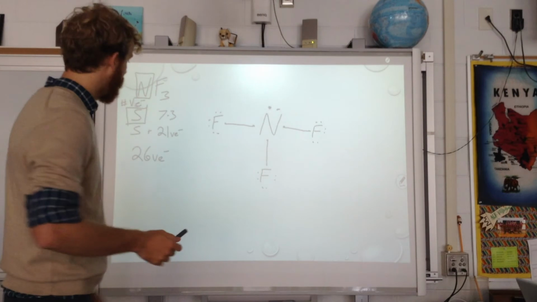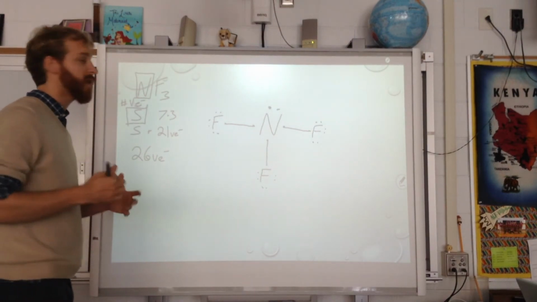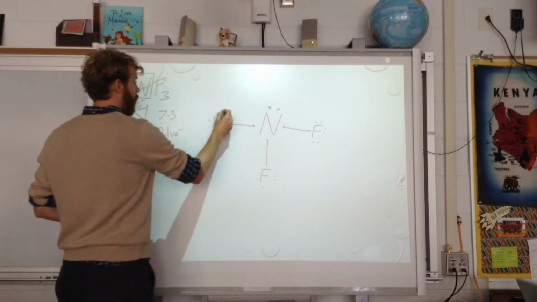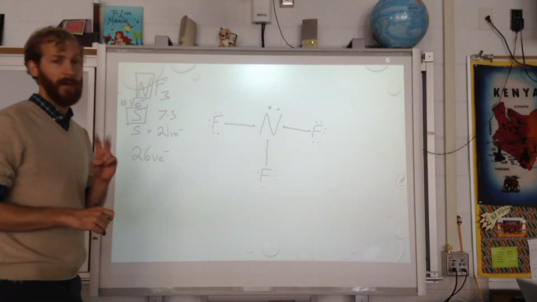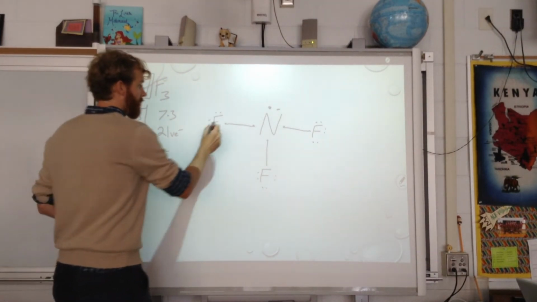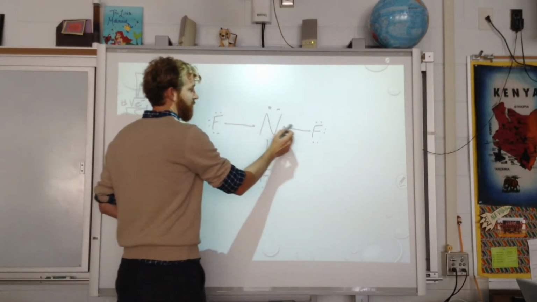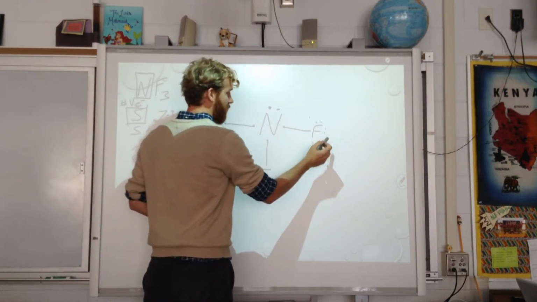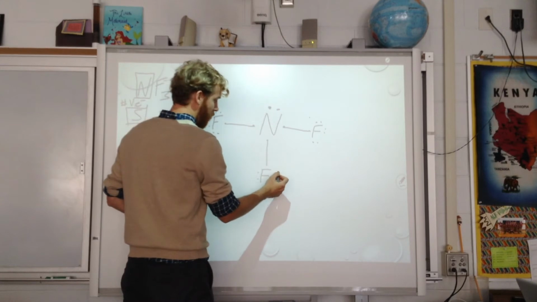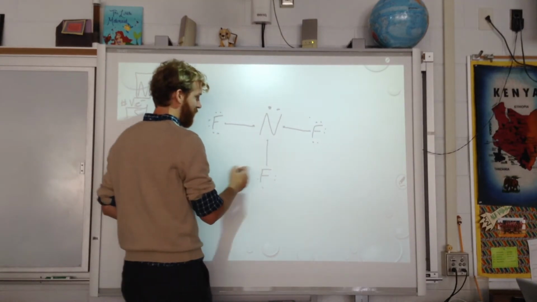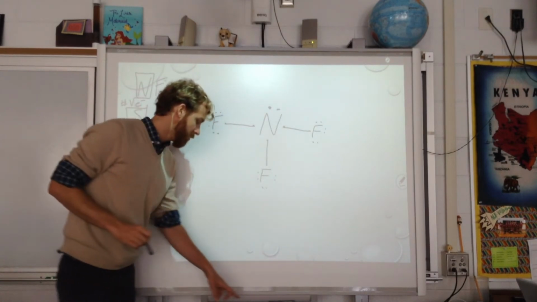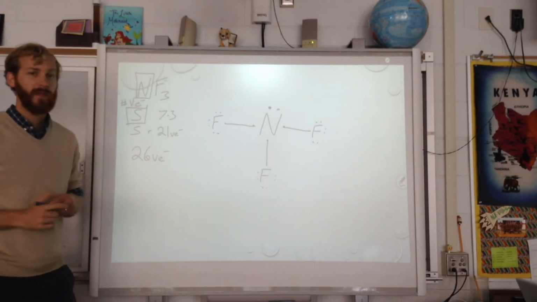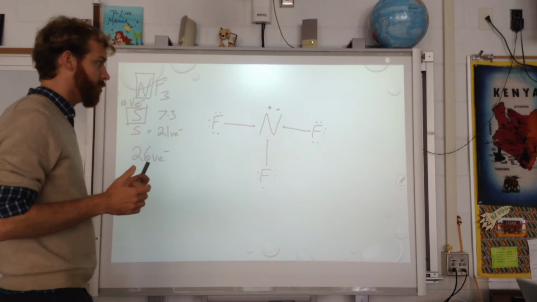Now let's make sure that we have the correct number of valence electrons. We should have 26. Now we can count. 1, 2, 3, 4, 5, 6. Lines count as 2 because a bond is between 2 electrons. 7, 8, 9, 10, 11, 12, 13, 14, 15, 16, 17, 18, 19, 20, 21, 22, 23, 24, 25, 26. And I put an extra dot right there just now. So we have 26 valence electrons, so we're good.